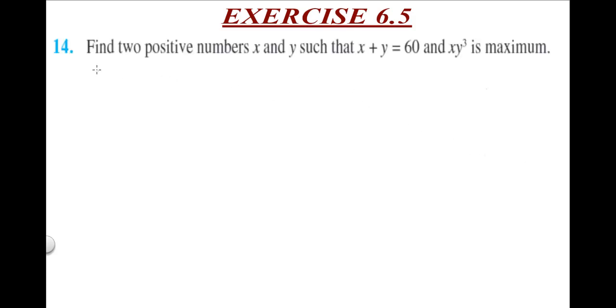Here also we have to find two positive numbers. I am just going to give you a hint. Two positive numbers. So if you get the answer as a negative for x or y, you don't have to take it. You have to ignore it, because we want positive numbers only. Now such that x plus y, the sum is given as 60, and x into y cube is maximum. So we can take it as product x into y cube. This we have to prove as maximum.